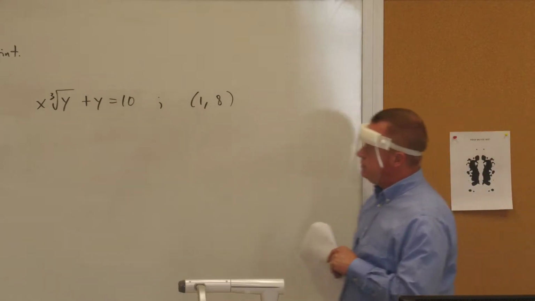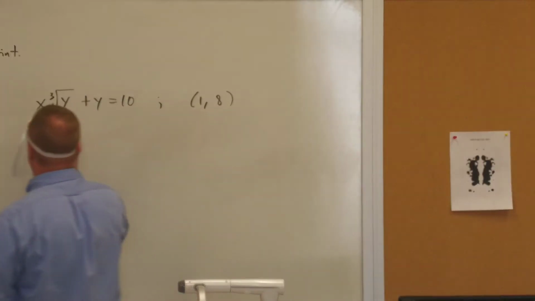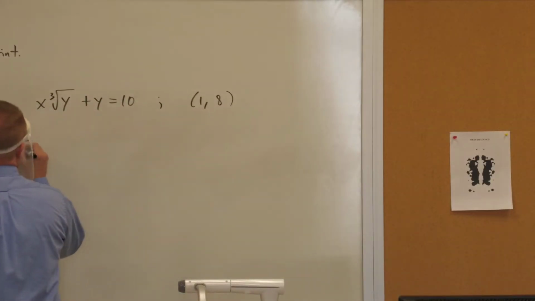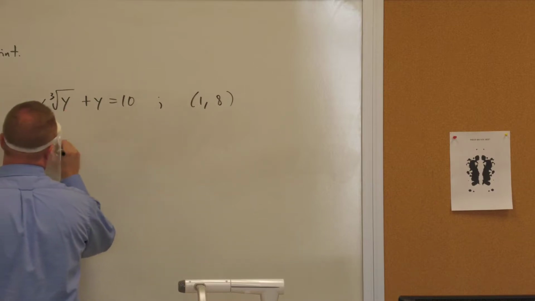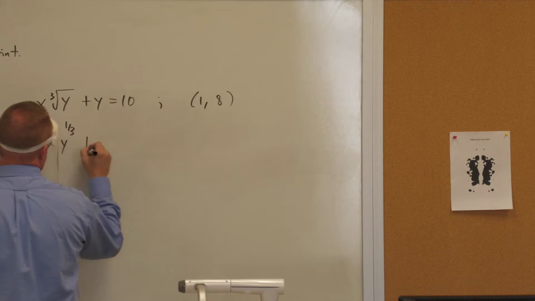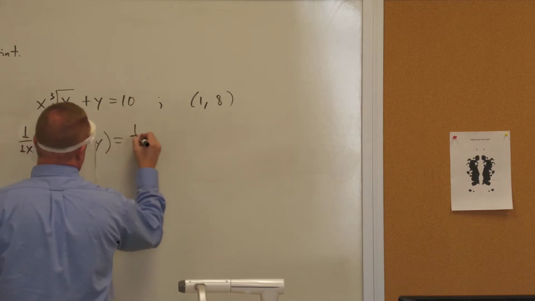All right, so first, take the derivative of both sides with respect to x, and I'm going to go ahead and write the cube root of y with an exponent of 1/3. So it has an exponent.